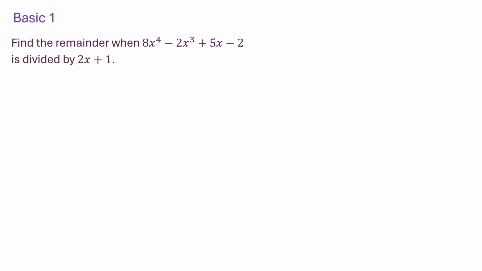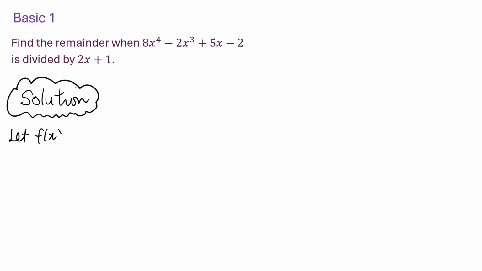Right, let's look at the basic questions involving the remainder theorem. Supposing you are asked to find the remainder when this polynomial 8x to the power 4 minus 2x cubed plus 5x minus 2 is divided by 2x plus 1. So how do we go about solving it? First thing, we'll give the polynomial a name. We're going to call it f of x. The remainder theorem tells us that if I substitute my x to be negative half, that will give us the remainder.